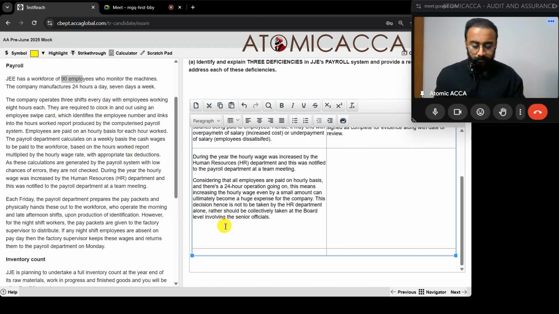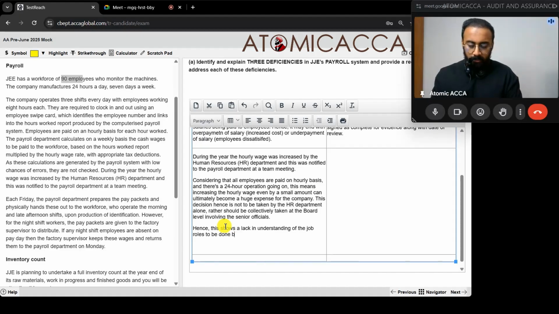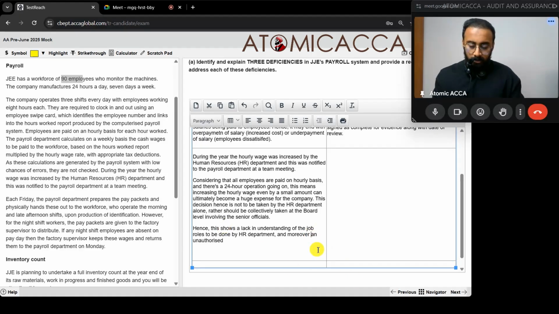So the first problem is that this shows a lack of understanding of the job roles to be done by the HR department, and moreover a chance for an unauthorized increase in wages to happen, leading to high expenses for the company.